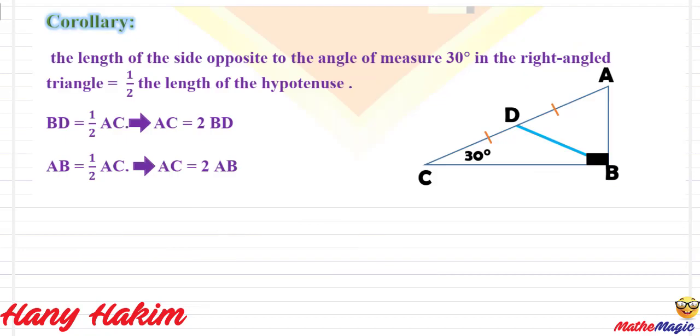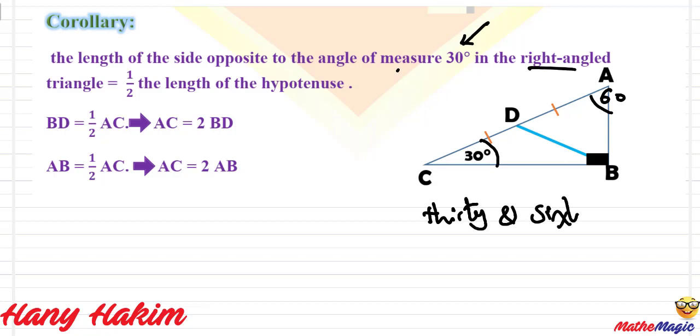The last step, corollary. This is apart from our theorem. The length of the side opposite to the angle of measure 30 degrees in the right angle triangle. First, the triangle that contains an angle of measure 30 and the other 60 is called a 30 and 60 triangle.